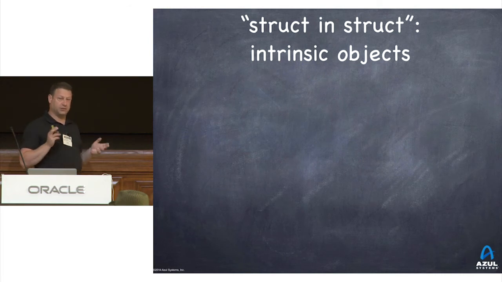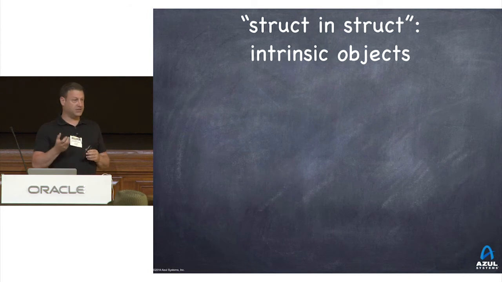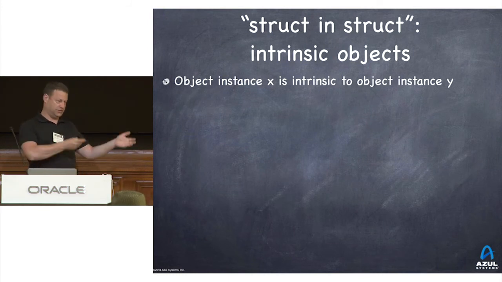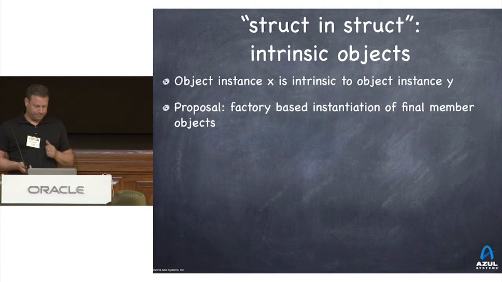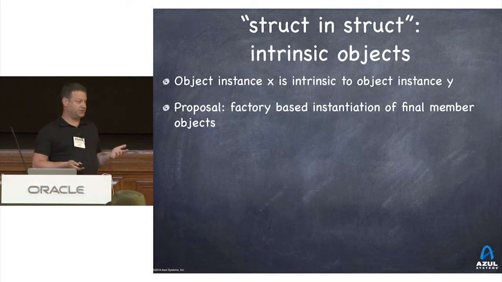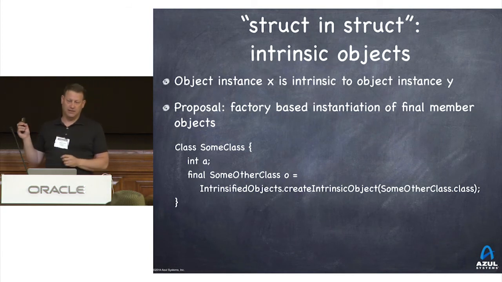We're calling that intrinsic objects. That's the current name I chose for it. Intrinsic, in the English word meaning: object X is intrinsic to object Y. Right, it's right there. The proposal for that is to basically use factory-based instantiation of final fields, and it'll look something like this. I don't expect the syntax to be exactly this because there are some loopholes in here.